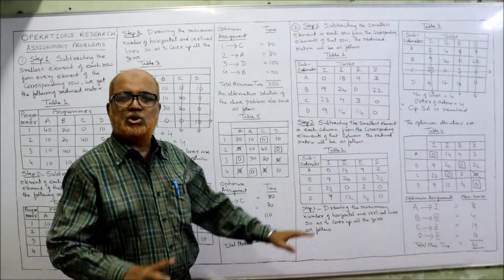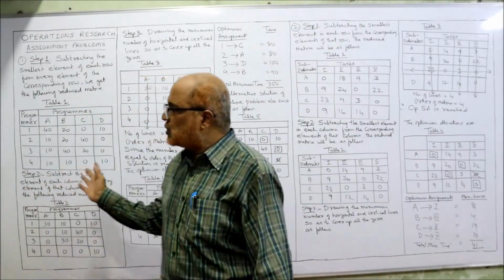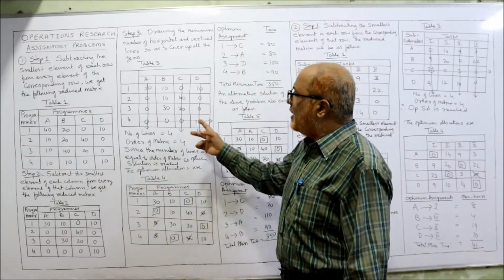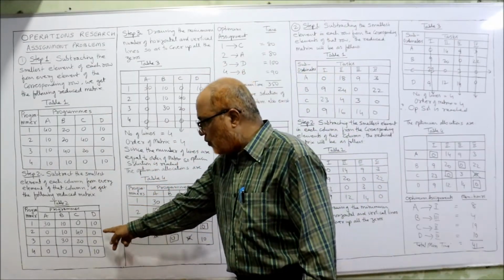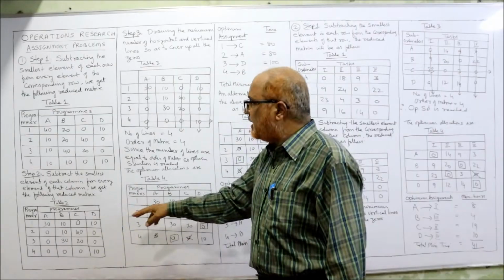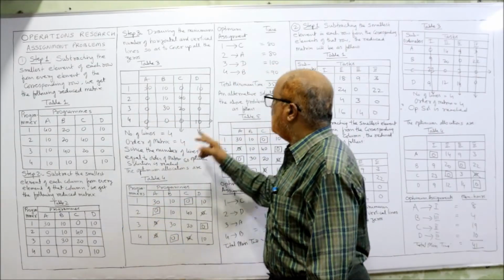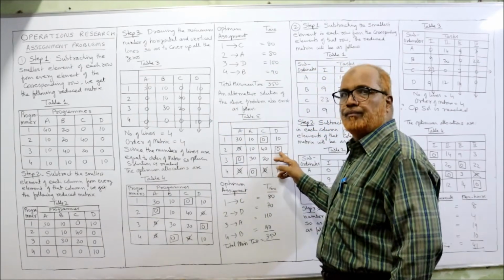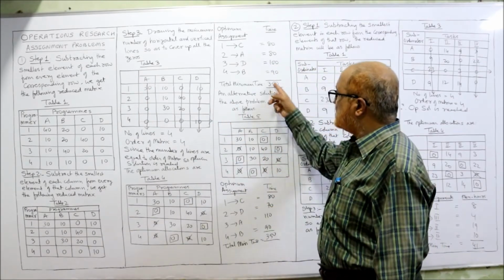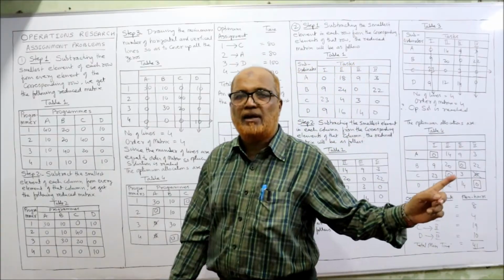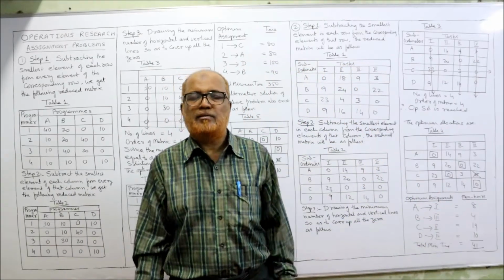So in this problem what you have seen is that only one solution exists. In the previous problem 2 solutions existed because two zeros are there in every row. That's why we have arbitrarily assigned first 2A here, 2A here, and here we have assigned 2D here. That's why we got two solutions with the same answer 350. But here we'll get only one solution, right?